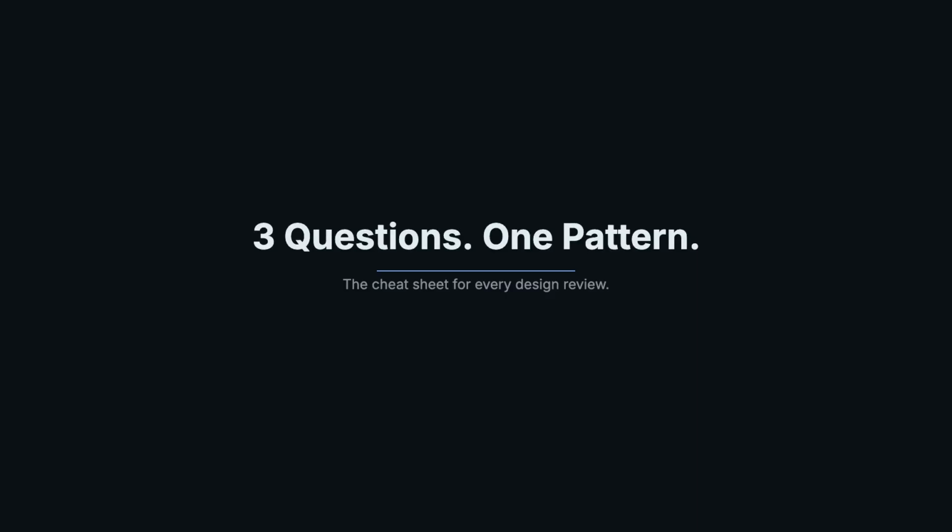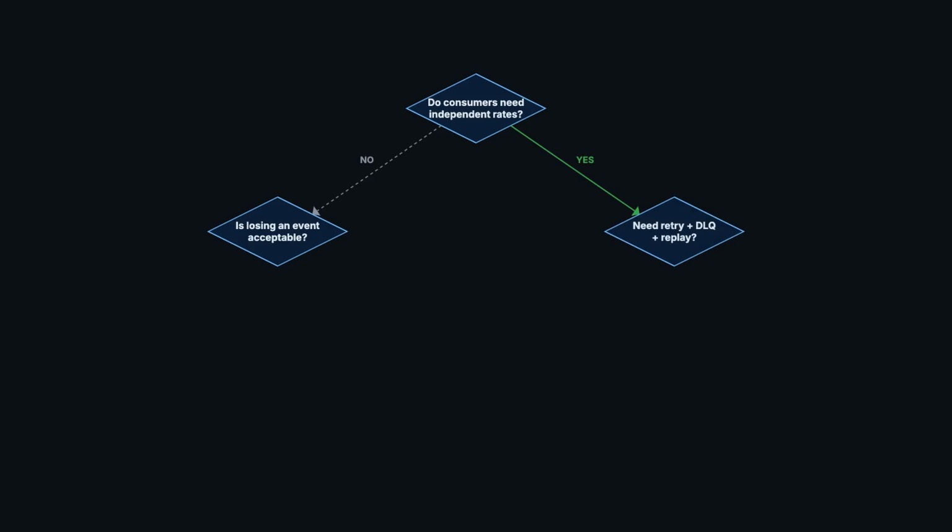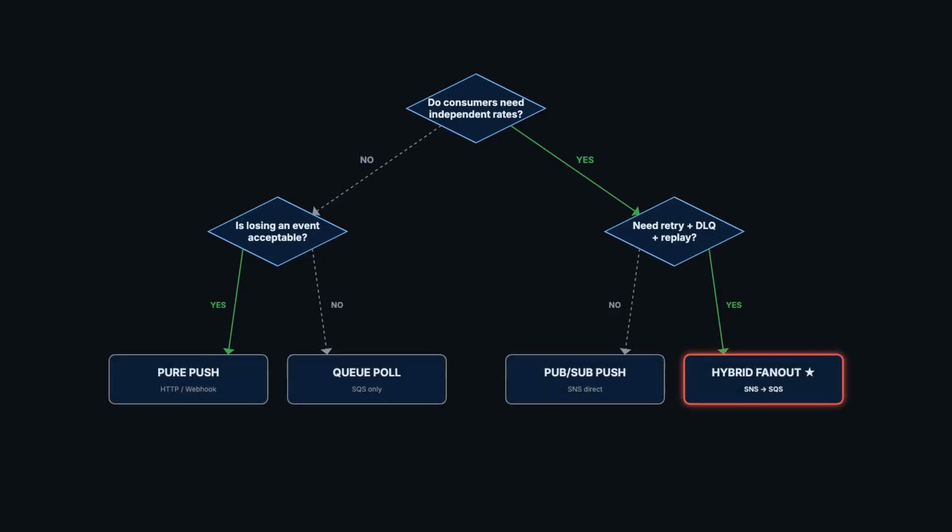Use this anytime you're picking a message pattern in a design review. Starting with question 1. Do your consumers need to process at different speeds? Question 2. Is it a disaster if an event is lost when no one's listening? Question 3. Do you need retries, DLQs, and replay control? Answer these 3 and the right pattern picks itself.